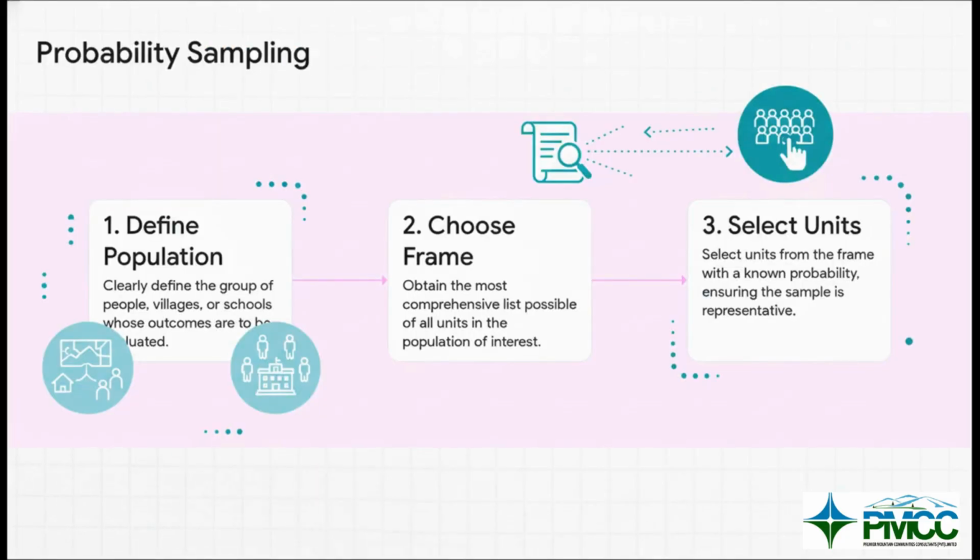Now, the gold standard for getting a representative sample is what we call probability sampling. It's a three-step process. First, you have to clearly define your population. Second, you get your sampling frame. That's a complete list of everyone in that population. And let me tell you, as practitioners, we know this is often the hardest part. An incomplete list is a major source of bias right there. Finally, you select your units from that list with a known probability of being chosen.